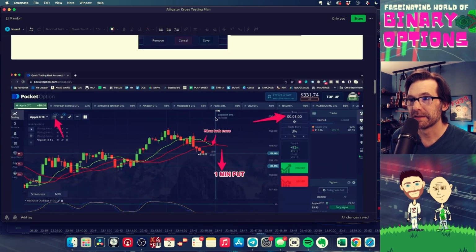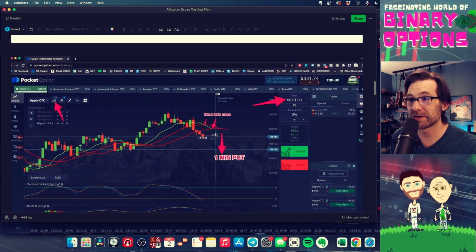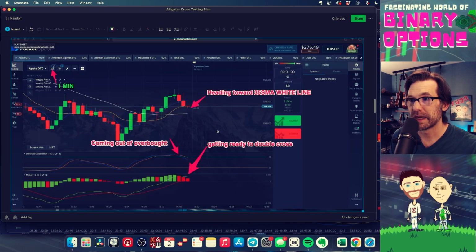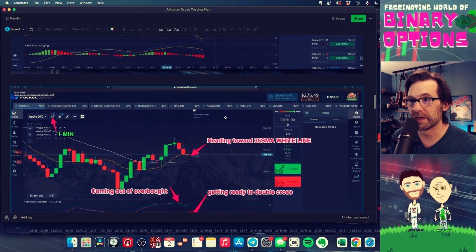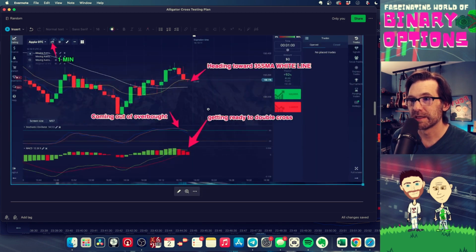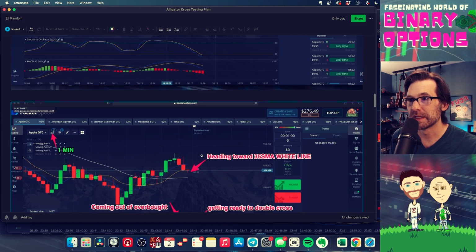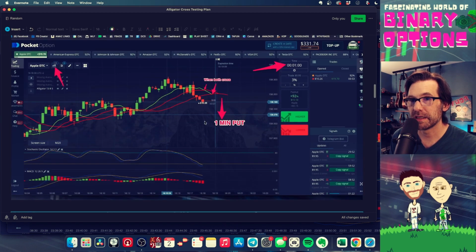So I took my trade based on the alligator cross, absolutely based on the alligator cross. I did not take my trade based on this heading to the white line. It hadn't quite double crossed, but it was going to, and I took my trade here on the idea that it was going to the white line.